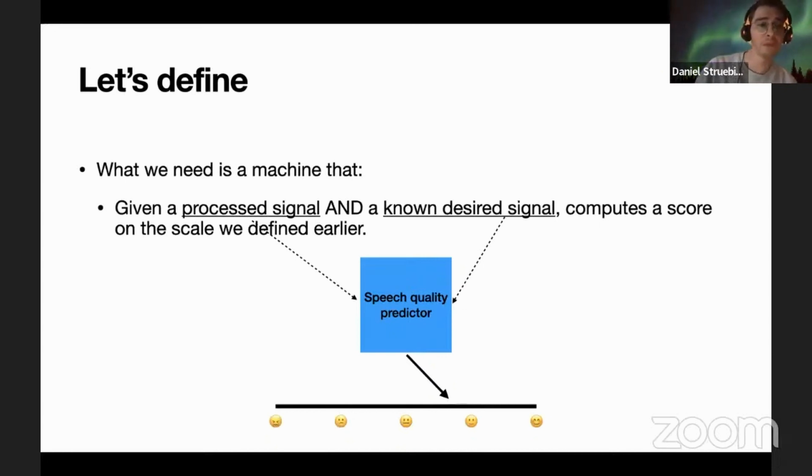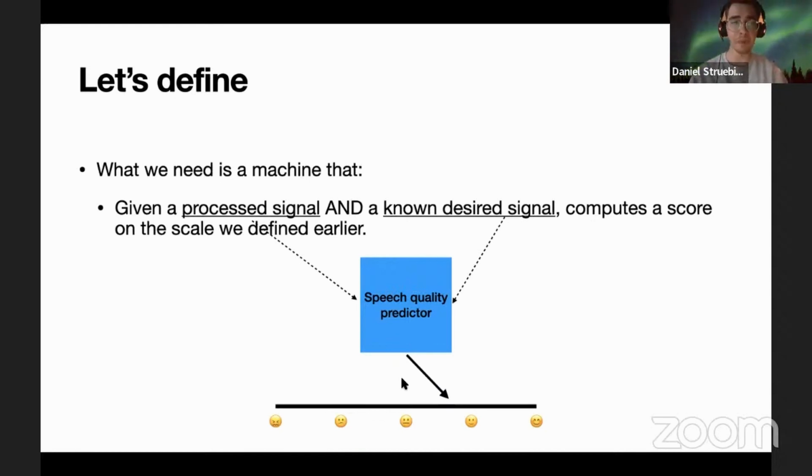So basically, what we need is a machine that, given a processed signal or output signal, and a known desired signal, computes a score on the scale that we've defined earlier, with 1.0 being extremely bad, 5.0 being the best you could possibly achieve. So we have these two signals, and then we have what I've called a speech quality predictor right here. And this speech quality predictor will simply take all of these signals and tell us, on a scale from 1 to 5, how would an average listener possibly rate this?